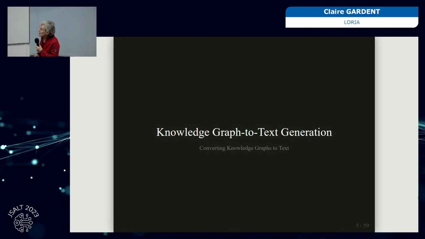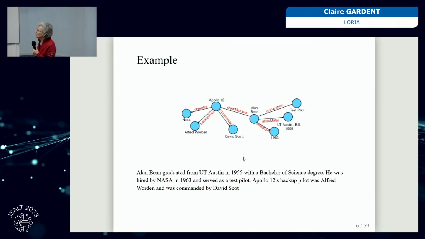Okay, so the first task is knowledge graph to text generation. As I said, the task is to convert a knowledge graph into a text that verbalizes the content of that graph. And here you have an example. Typically we are looking at RDF knowledge graphs, so basically a graph is a set of RDF triples, or binary relations between entities. The nodes in the graph are the entities, and the edges in the graph are the relations between the entities. So you have this input graph, and then you want to generate a text, such as the one shown at the bottom of the slide.